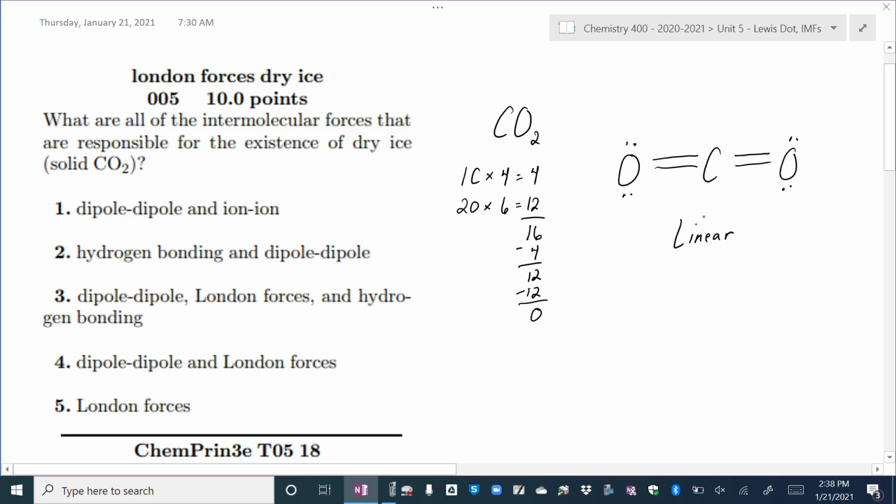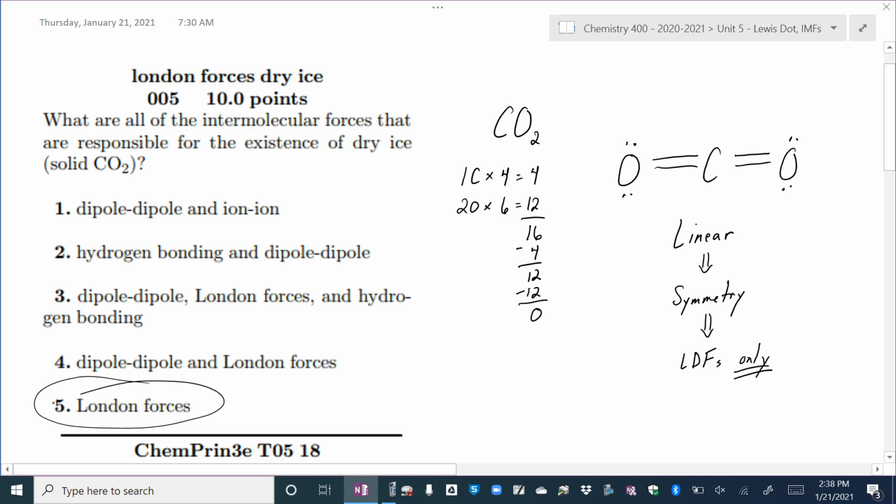This guy's symmetrical. All right, so now we're on our flow chart. Is it symmetrical? Yes, it is symmetrical. Since it has symmetry, that means it has LDFs only, London dispersion forces only, in this molecule.